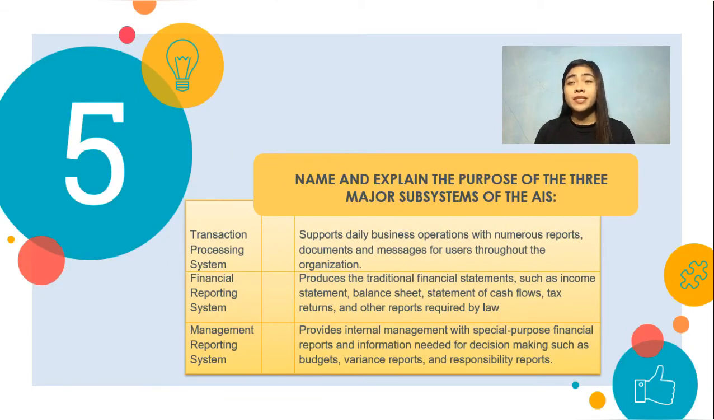So there are three major subsystems of the accounting information system, namely transaction processing system, which supports daily business operations with numerous reports, documents, and messages for users throughout the organization. The second one is the financial reporting system, which produces the traditional financial statements such as the income statement, balance sheet, statement of cash flows, tax returns, and other reports required by law. The third one is management reporting system, which provides internal management with special purpose financial reports and information needed for decision making such as budgets, variance reports, and responsibility reports.